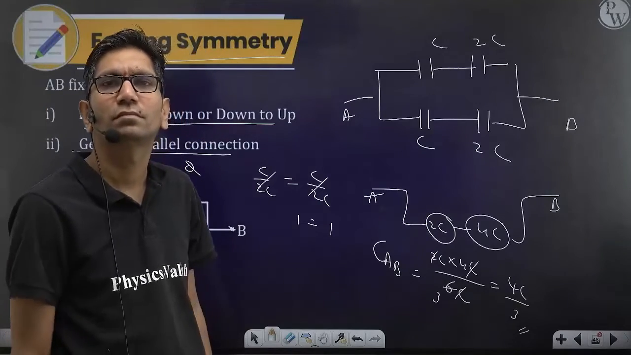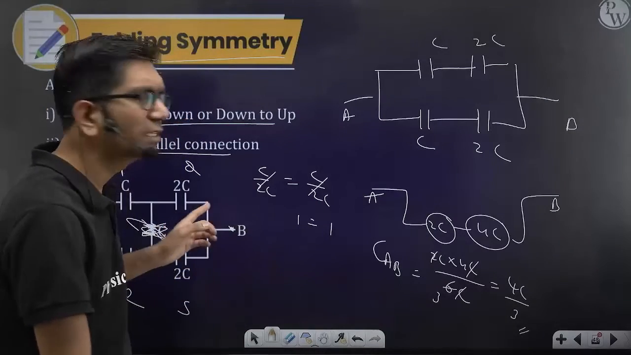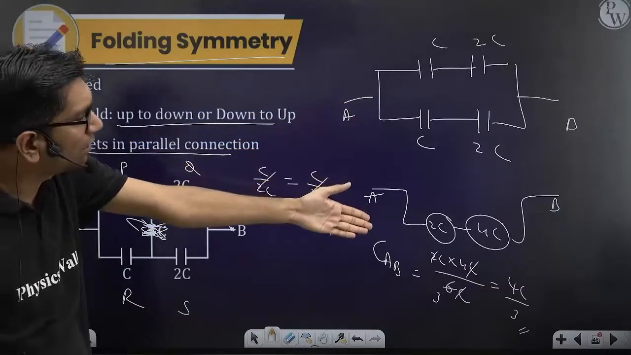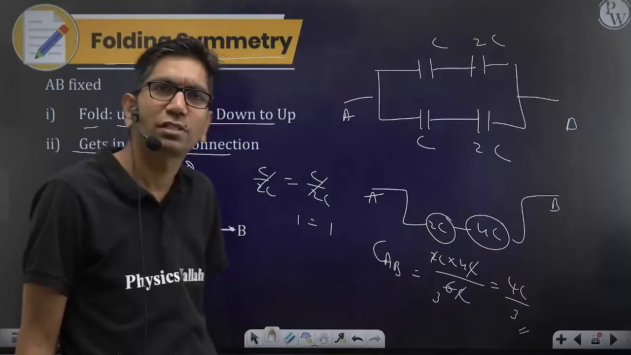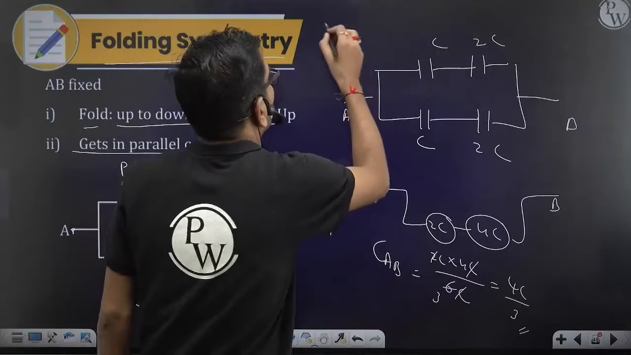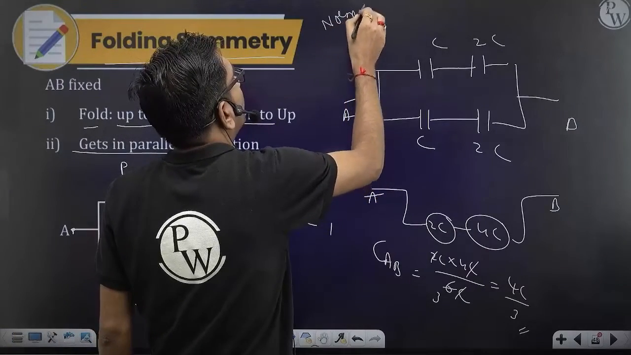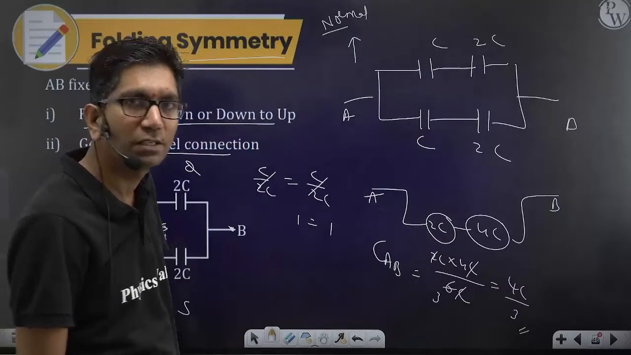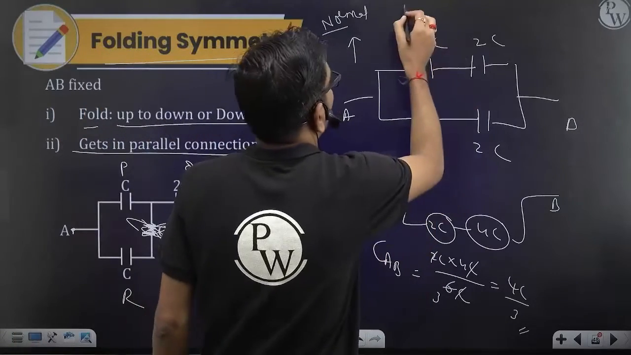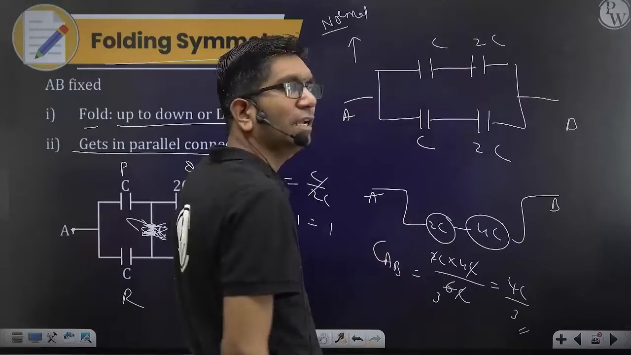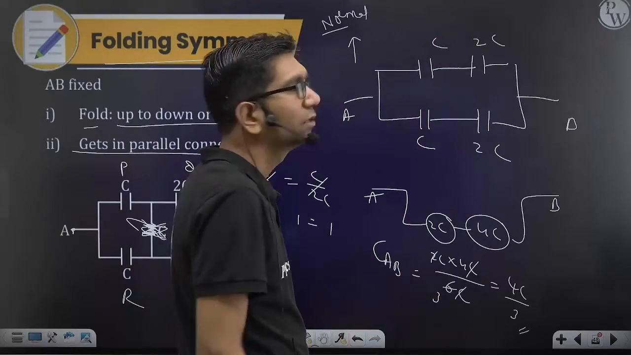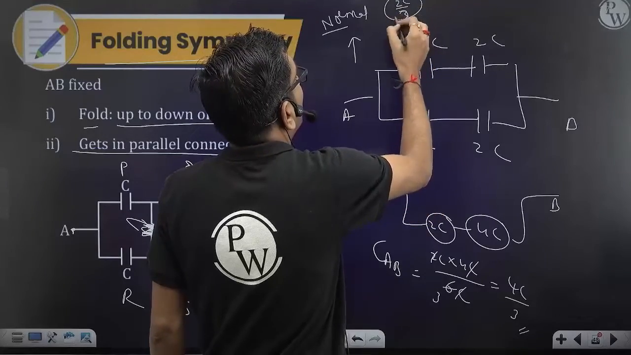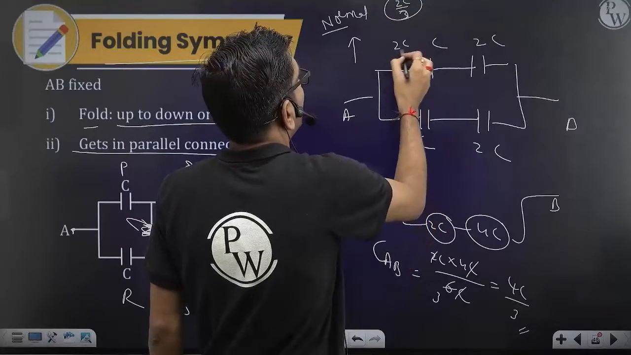Sir, why are you using this folding? Normally we can solve this one, na sir. If you solve normally also we get 4C by 3. I'll show you. See here. In the normal method. Okay. These two are in series. If these two are in series, C1 C2 by C1 plus C2. Correct? So what will we get, beta? C into 2C by 3C. Correct? So finally what will we get? 2C by 3. Correct? Here also 2C by 3.